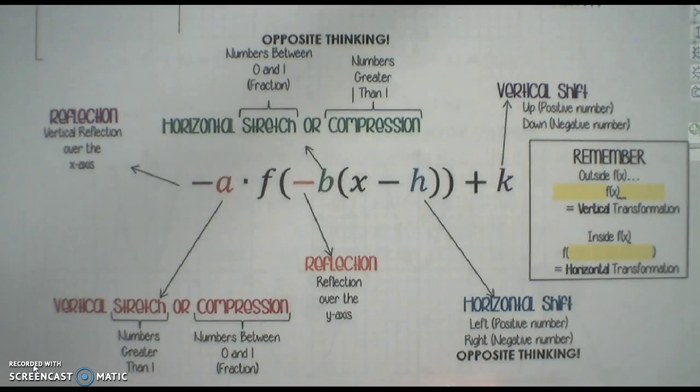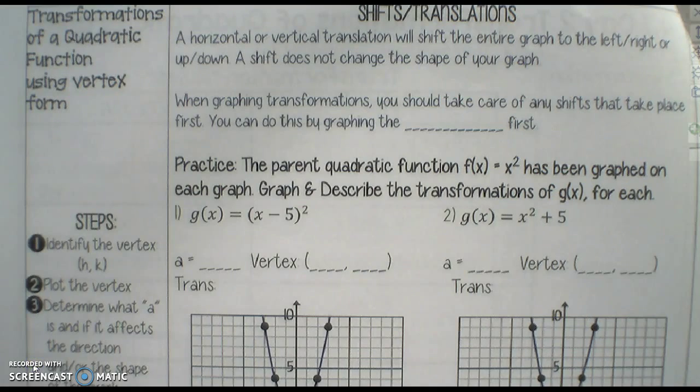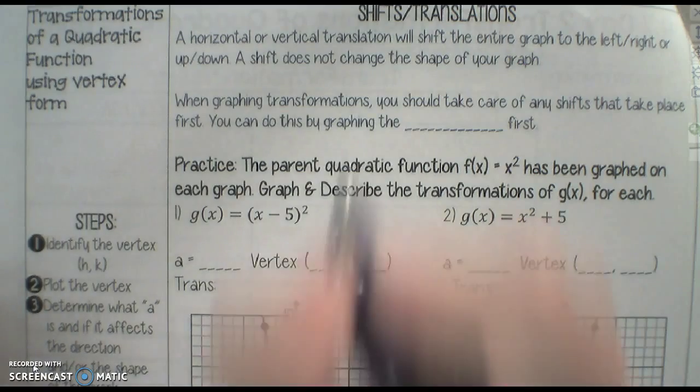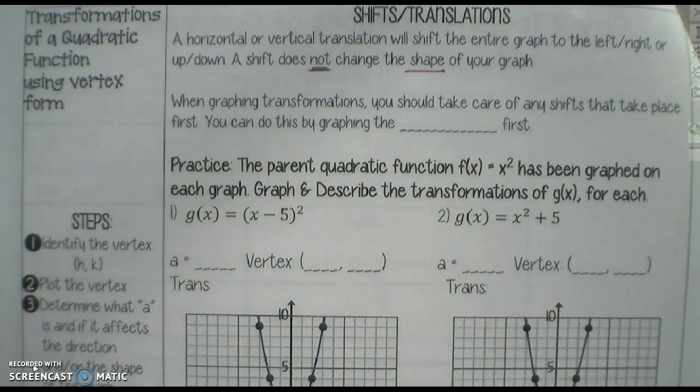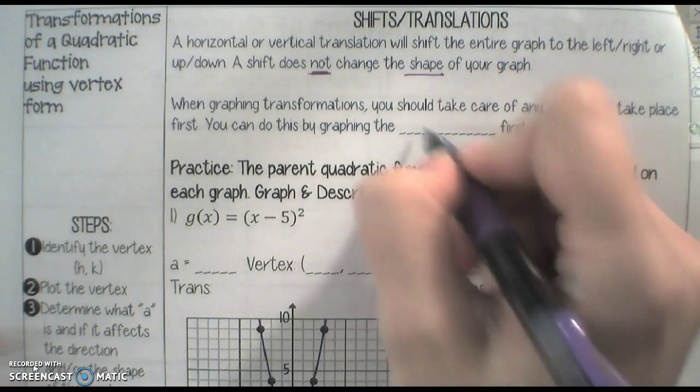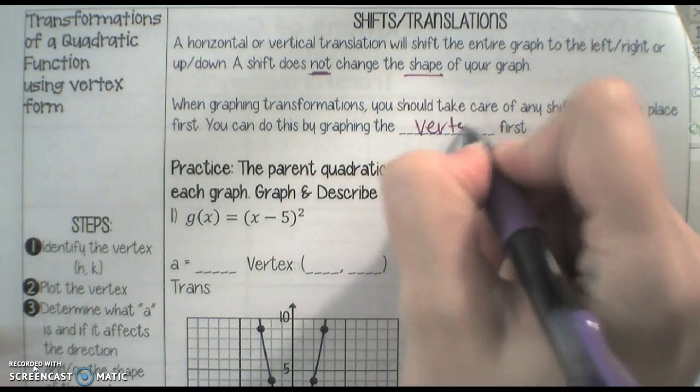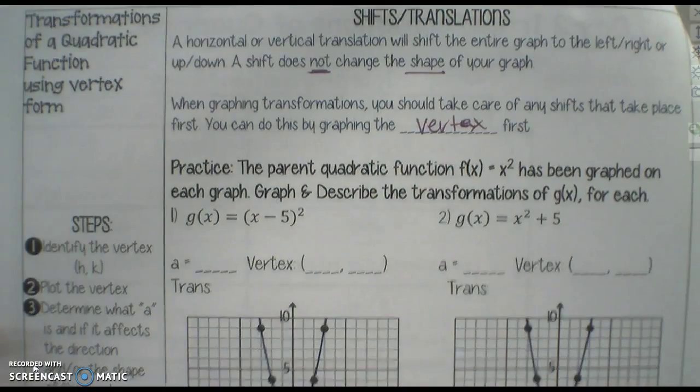So here's kind of where things go, what's happening based on where things are at. All right, so horizontal and vertical translations will just shift the entire graph to the left, the right, up, down, but it does not change the shape of our graph. When graphing transformations, you should take care of any shifts that take place first, and you can do this by graphing the vertex first, which is kind of how we've been doing it.